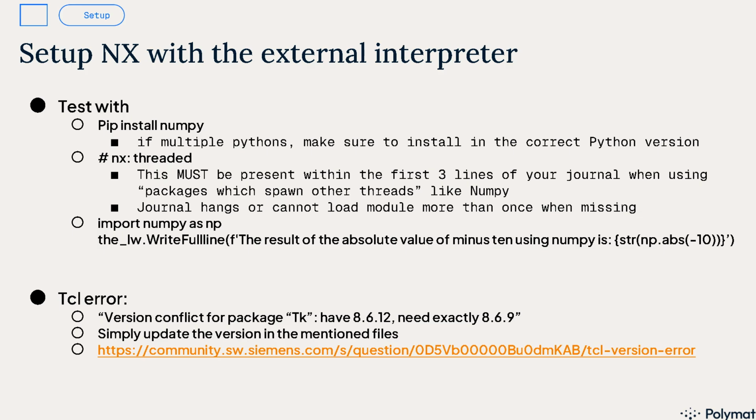One more thing, which sometimes happens, is that you get a TCL error saying that the versions are mismatching. This is a community post where it's explained how to fix it. It's basically update the number in the file and it's going to work in 2 files, but it's convenient to know that it's there and how to fix it. Makes life much easier.